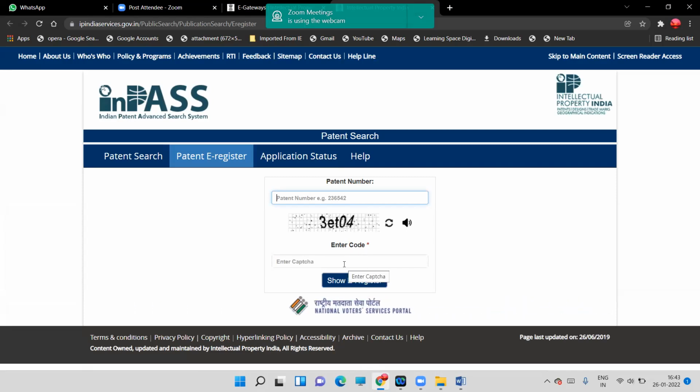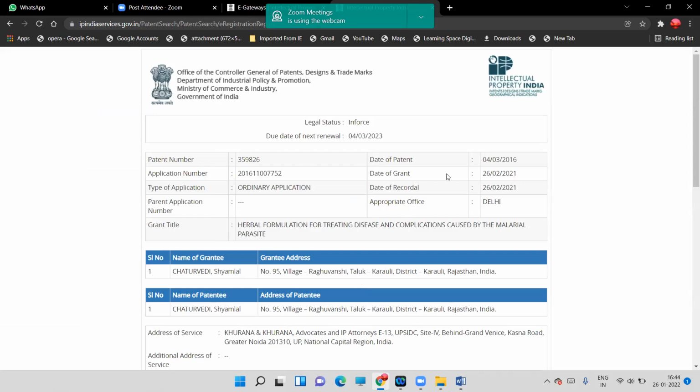I have one query already related to technology transfer, so I will paste that number here. One minute, I will paste the same number. Okay. So this is the legal status of this patent.